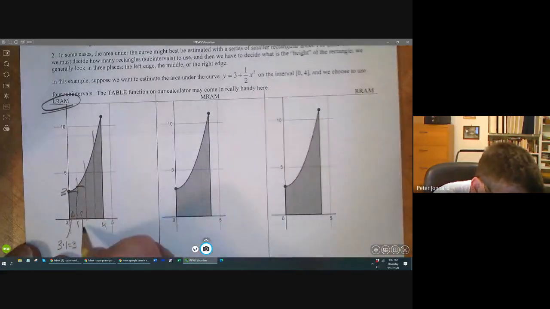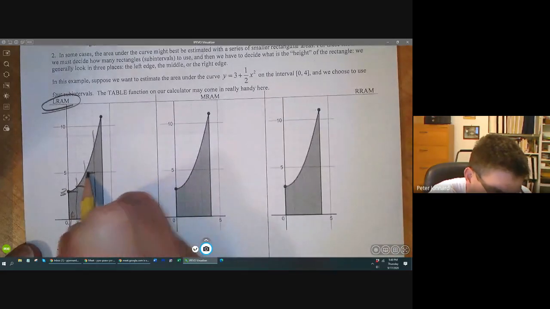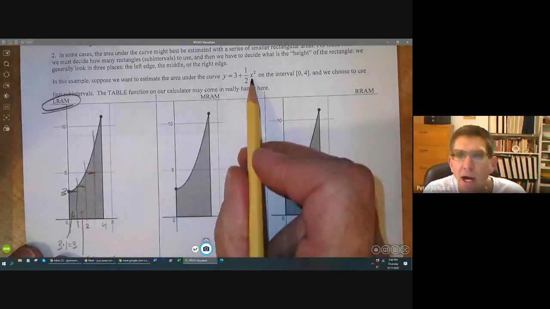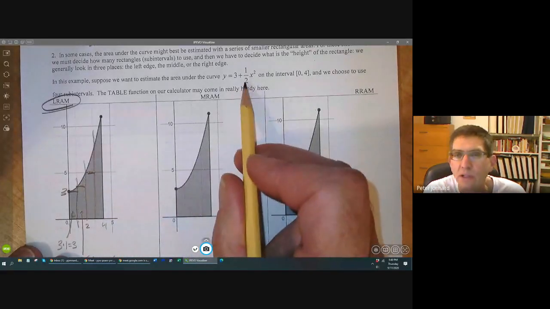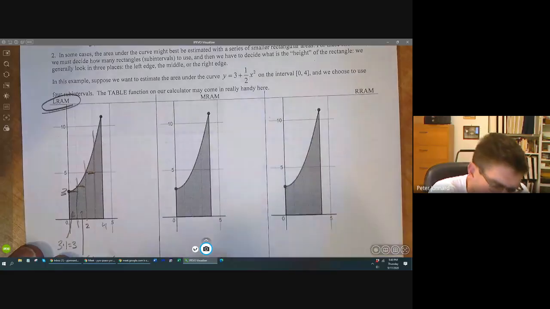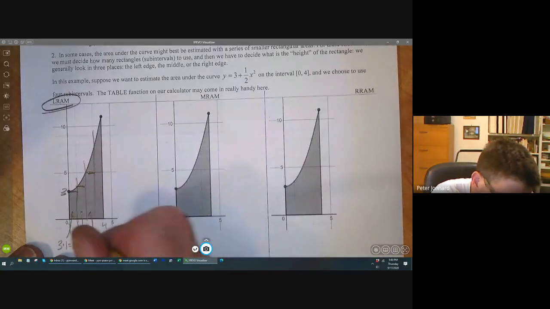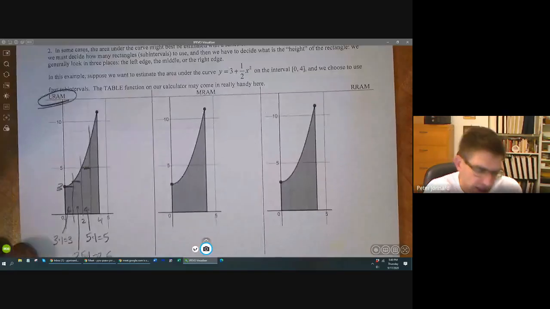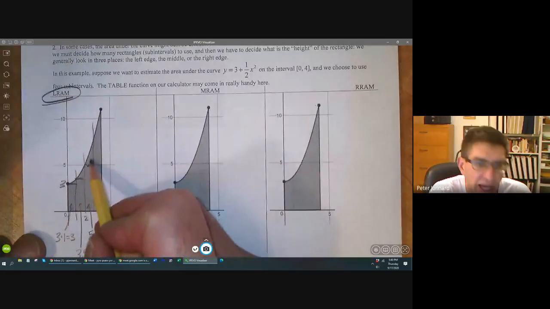At 2, that's the left edge of this third one, right? And it looks like it's at 5. If I put a 2 in here, I would have 3 plus half of 4. So 3 plus 2 is indeed 5. So that area there would be 5 times 1, or 5. And again, it's an underestimate because I am not accounting for this section here.